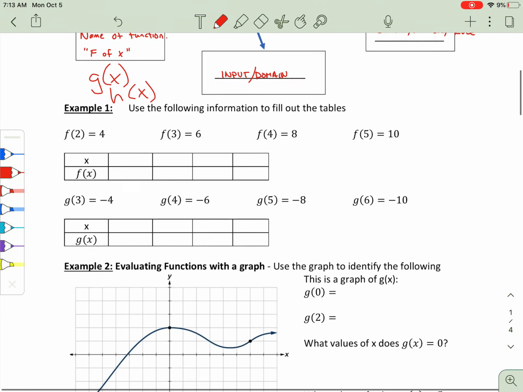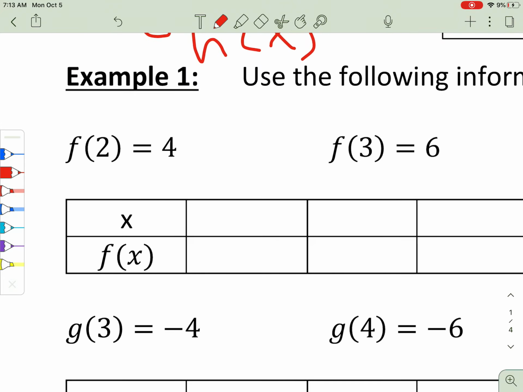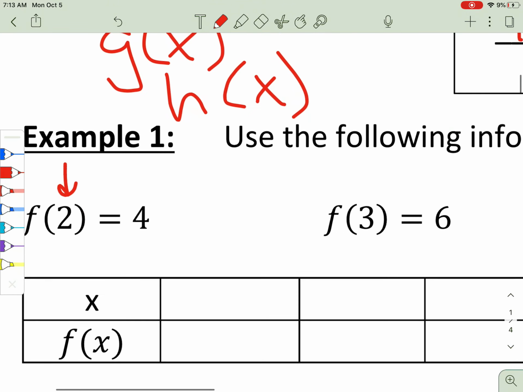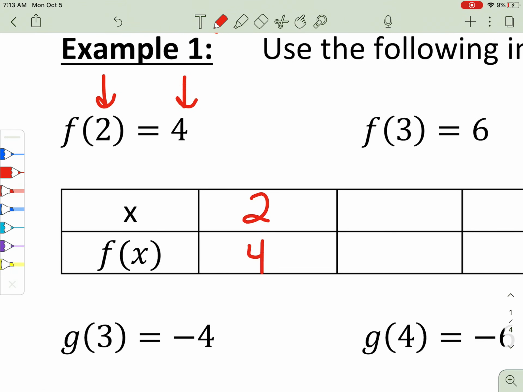So let's take a look at some examples and go through those together. Use the following information to fill out the table. So f of 2 equals 4. Remember, in function notation, this is our input, this is our output. So if our input was 2, that goes in the table here, and our output is 4.